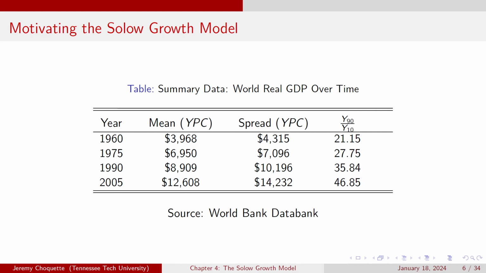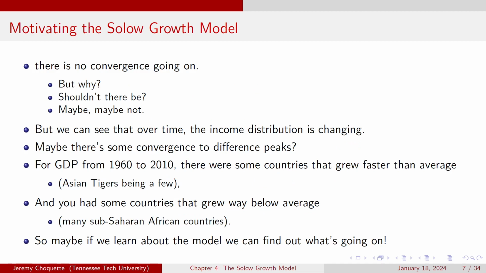So let's look at the mean per capita income. So that YPC, that's income per capita. Well, in real terms, it's almost quadrupled in 45 years. But the spread, the width of that distribution, has also been increasing. So there's no real convergence going on. We can see that over time, that distribution in the income is also changing. So I don't know, maybe there's some convergence to different peaks.